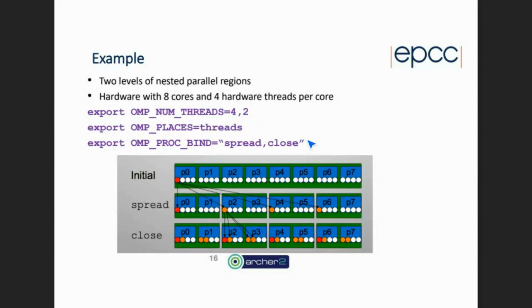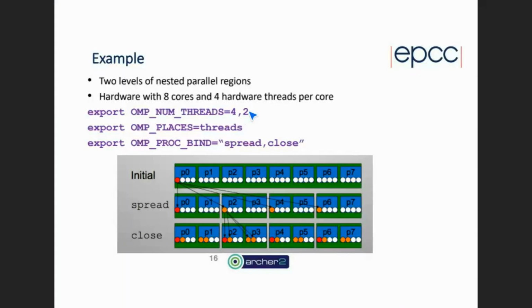Okay, so you can do things like this. I think this example actually looks wrong to me. Oh dear. Okay, so suppose you have two levels of nested parallel region, and your hardware has 8 cores and 4 hardware threads per core. I have 2 levels of nested parallelism. So this is what's wrong here: this should say OMP_NUM_THREADS equals 4,4. So I have 4 threads for the outer parallel region, and then 4 threads for each of the inner parallel regions as well.